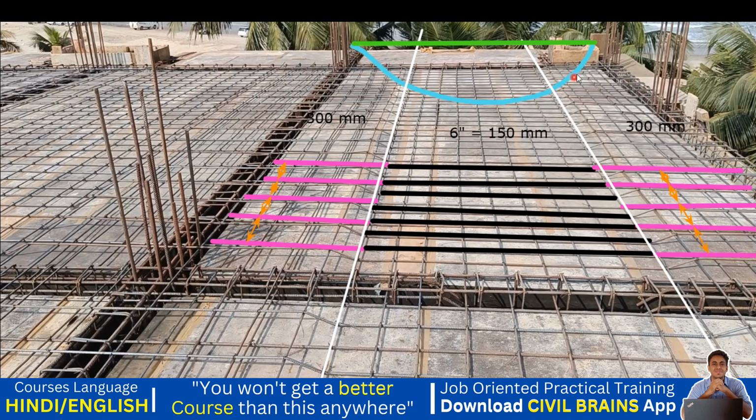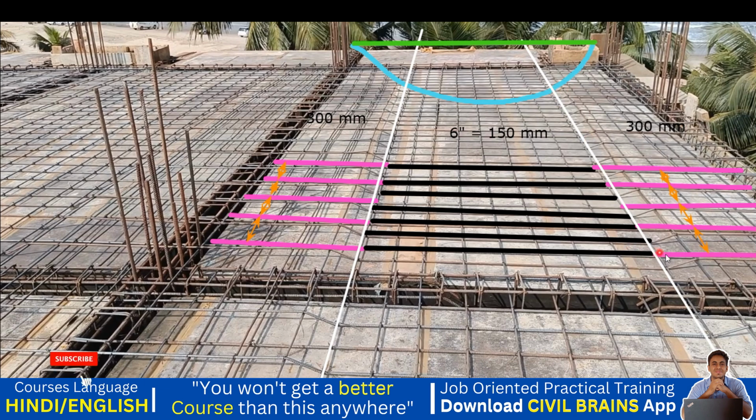In the same way, from here to here we'll try to reduce the spacing. That is why we give 6 inches center to center spacing in the middle, and at the sides we require very less. The bending moment itself is very less. When the bending moment is very less, less steel is required, and less steel can be provided by increasing the spacing.